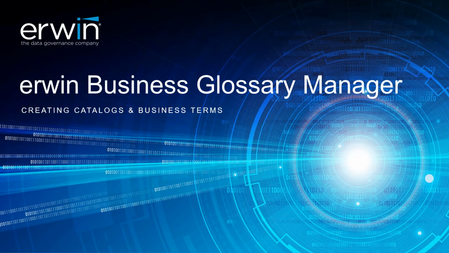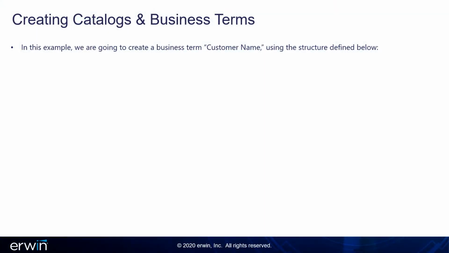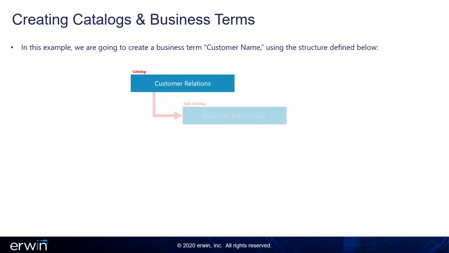Erwin Business Glossary Manager, creating catalogs and business terms. In this example, we are going to create a business term using the structure defined below. Catalog, Customer Relations, subcatalog, Customer Information, and business term, Customer Email.